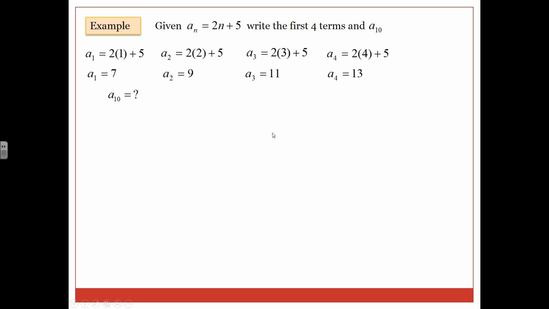So what is a sub 10? I'm going to let you guys try to figure that out on your own. Okay, so hopefully what you did is you plugged 10 in for n, and you got 2 times 10, and then added 5, and got 25.